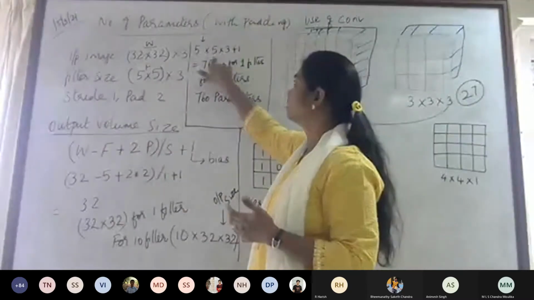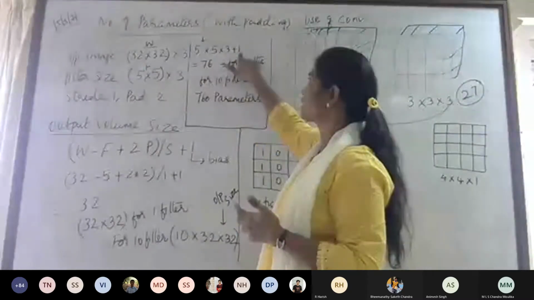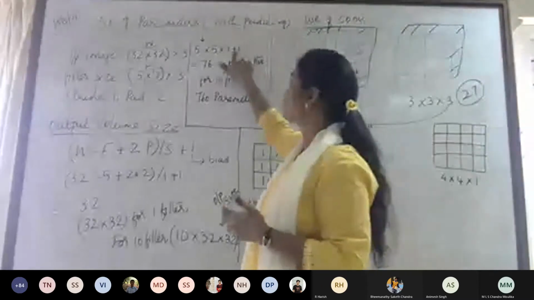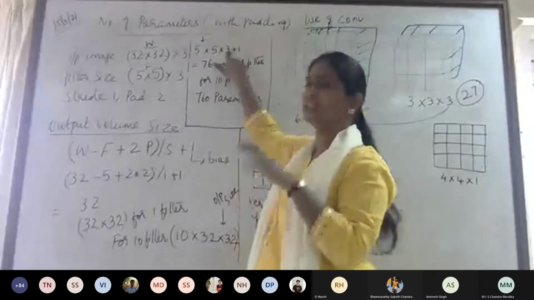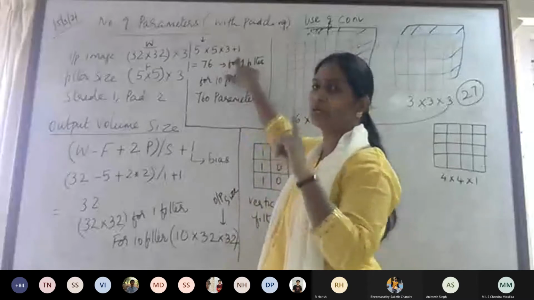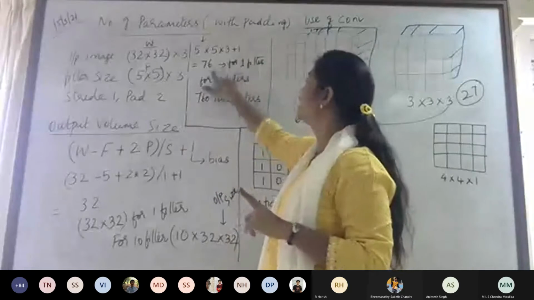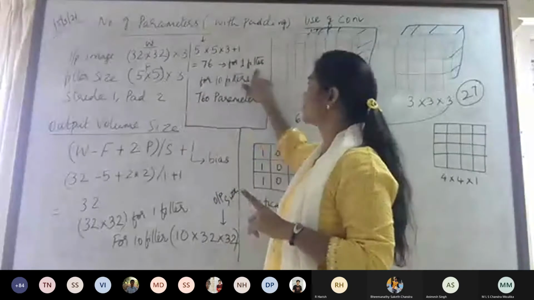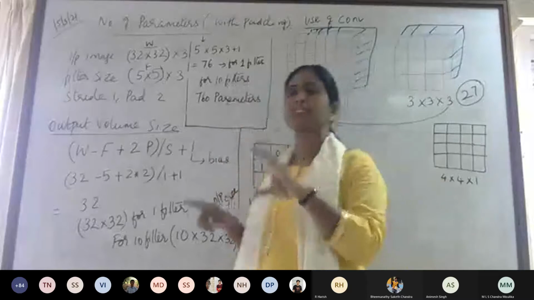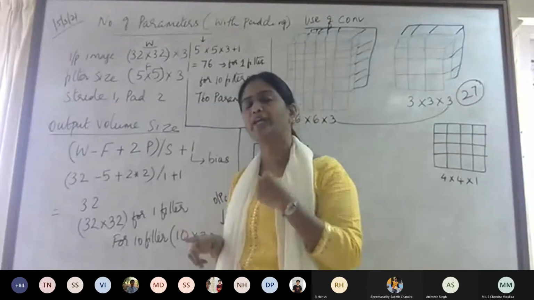So that is 25 into 3, 75, plus this 1, that is the bias. For one filter's complete operation, you will be adding only 1. That means for one neuron, you will add just 1. So you will have 76. If you have 10 filters, then 760 parameters are required.